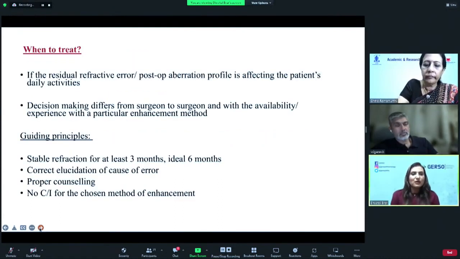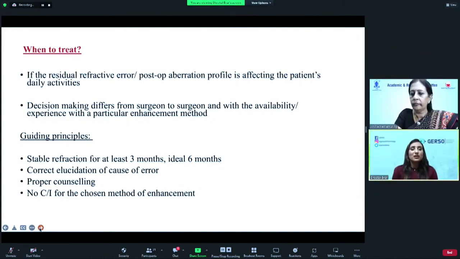A very important question is when to treat for regression. I would say a very minimum amount of refractive error such as 0.5, 0.75 sometimes may not need treatment if the patient is comfortable and is not complaining. However, if the residual refractive error is significant enough or the postoperative aberration profile is affecting the quality of vision and the daily activities of the patient, I think you must decide about treating it.